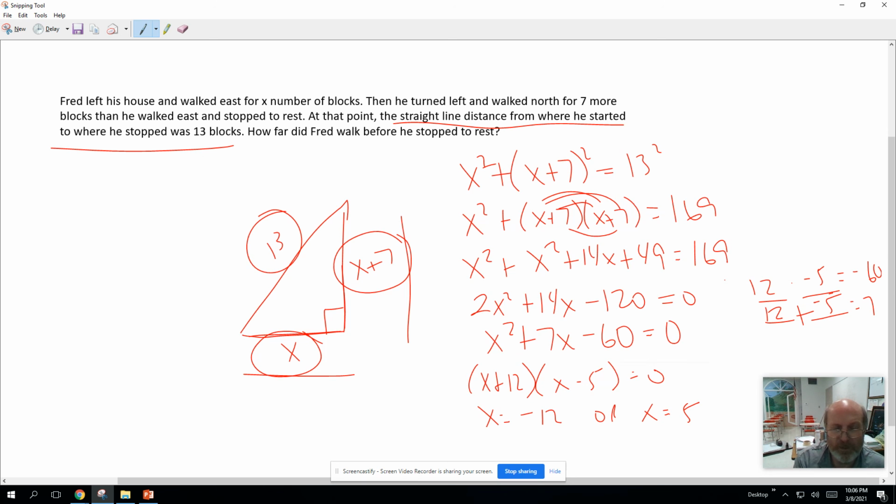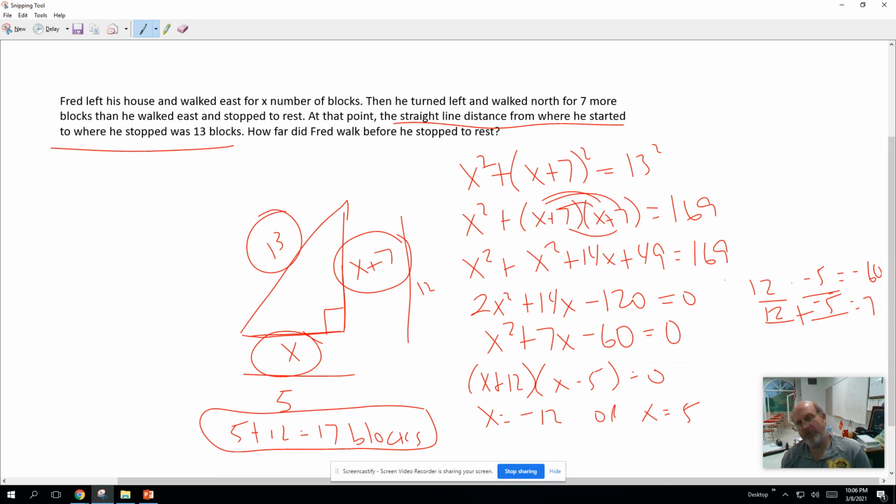Well, negative 12 wouldn't make any sense because it'd be a negative distance. So we plug in 5, and we see he walked 5 blocks east and 12 blocks north. So he walked 5 plus 12 blocks, or 17 blocks, before he stopped to rest. And those are a couple of examples of how you can use geometry and write polynomial equations to model situations and solve problems.